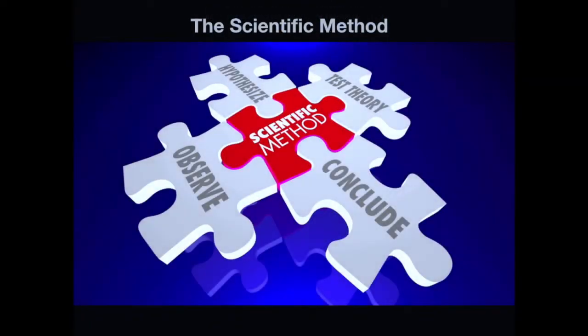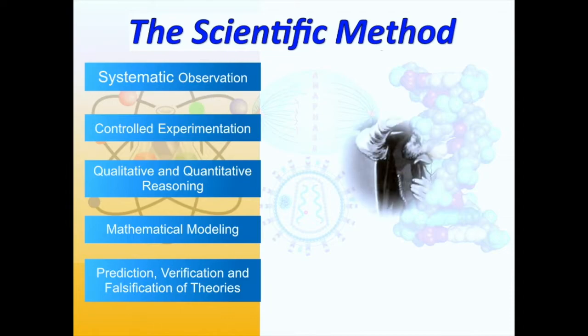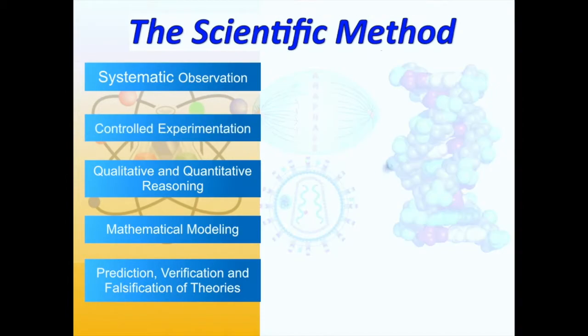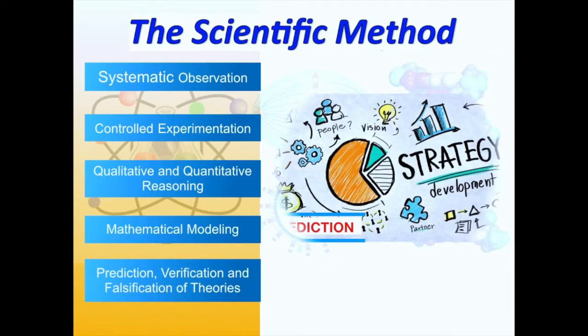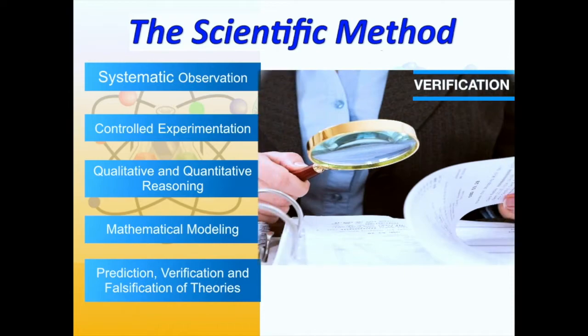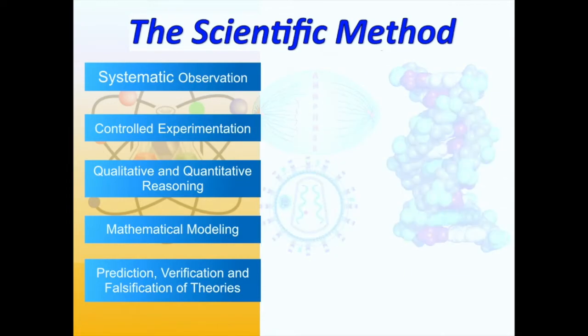So whenever we learn science, we come across different inventions and discoveries made by the scientists. Definitely, they must have followed certain steps to arrive at their conclusion. Now, the steps involved are grouped as the scientific method. So students, now we are going to see the general features of the scientific method. The general features involved in the scientific method are systematic observation, careful experimentation, qualitative and quantitative reasoning, mathematical modeling, prediction, verification, and falsification of theories. Now these terms may be a little new to you, so one by one we'll see what each one means. First is systematic observation.